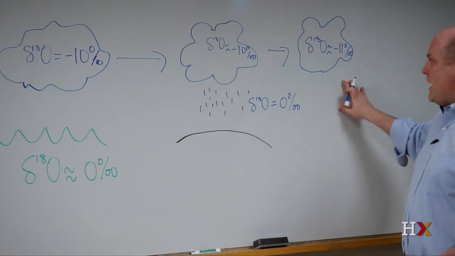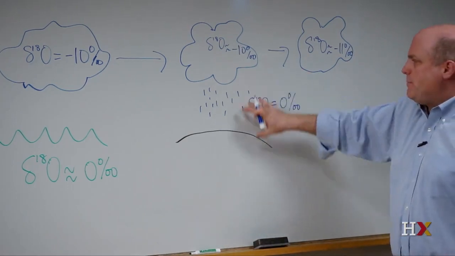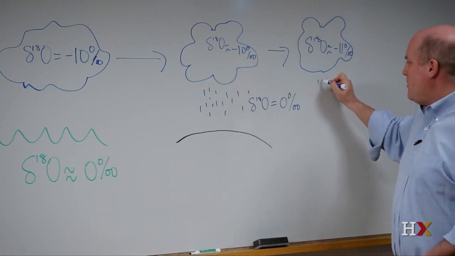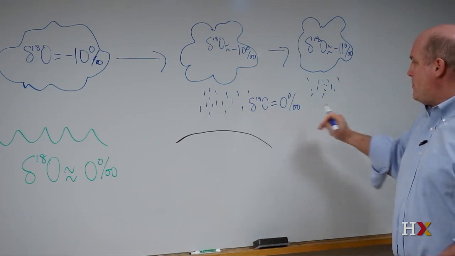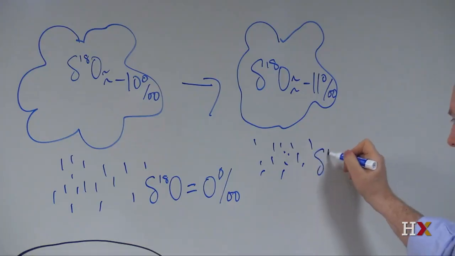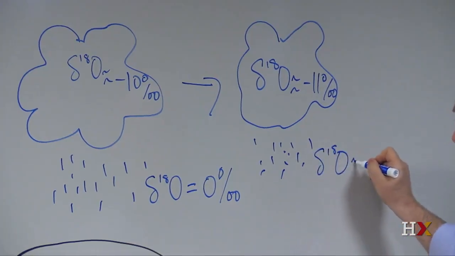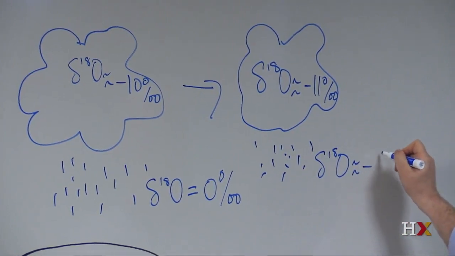Now you can imagine what happens as this continues. You keep losing rain. In this case, the rain from this cloud would no longer be 0 per mil. Now the delta O18 here would be minus 1 per mil.